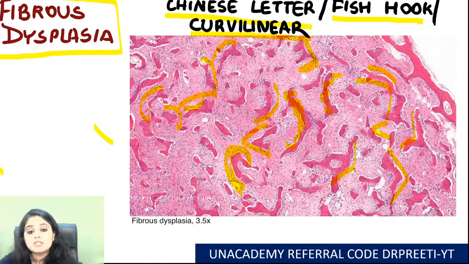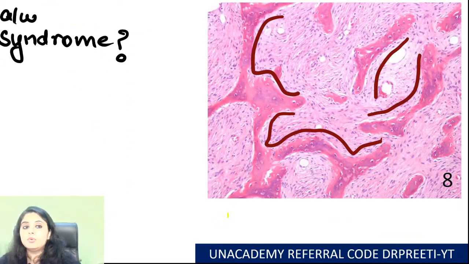Okay, which bacteria shows us Chinese letter appearance? That also shows you this V, L, and so on and so forth. Yes, so which is the one? It is Corynebacterium diphtheriae. Everyone remembers that also shows us this V, L, different type of Chinese letter pattern. Similarly, Chinese letter pattern is seen in fibrous dysplasia also. Okay, so if I zoom in, I can show you much better. Can you see the curvilinear bony trabeculae?